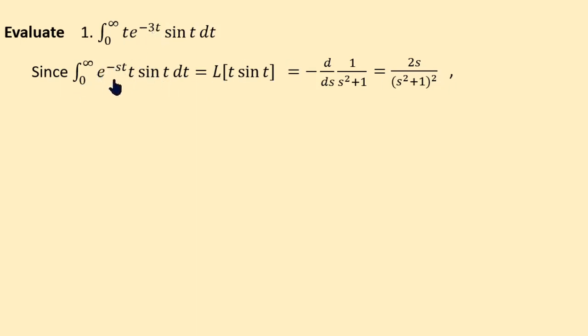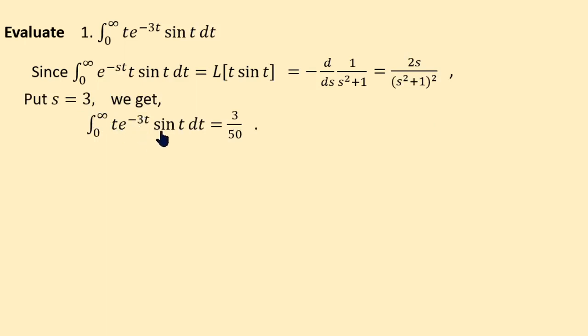So, this is the left hand side, put s equal to 3. Here also put s equal to 3. Now, when s equal to 3, the left hand side is integral 0 to infinity t e power minus 3t sin t dt. In the right hand side, 2 into 3 is 6, by 3 square, 9 plus 1, 10 square is 100. 6 by 100, cancel 2, so we will get 3 by 50. See, we got the value of this integral with the help of the Laplace transform of t sin t.